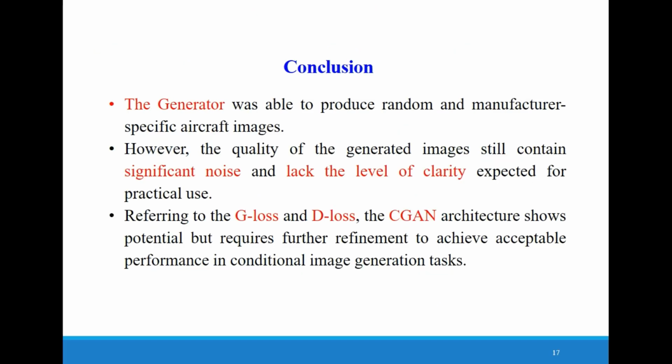And the conclusion about the generator: it was able to produce random and manufacturer-specific aircraft images. However, the quality of the generated images still contains significant noise and lacks the level of clarity expected for practical use. Referring to the G-loss and D-loss, the CGAN architecture shows potential but requires further refinement to achieve acceptable performance in conditional image generation tasks.